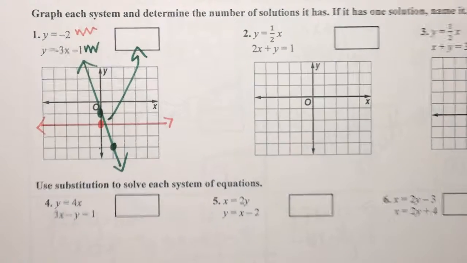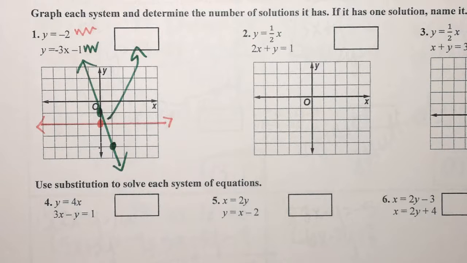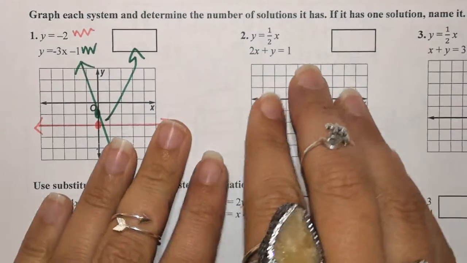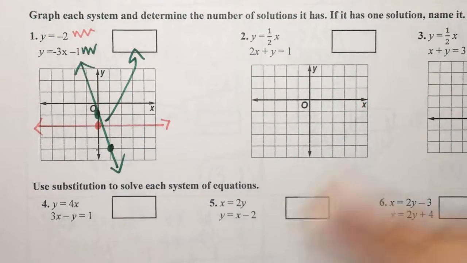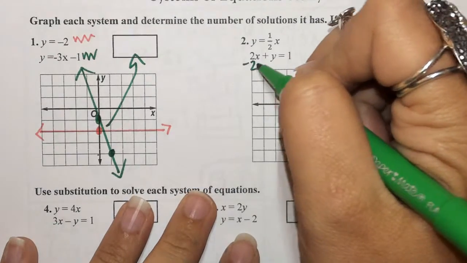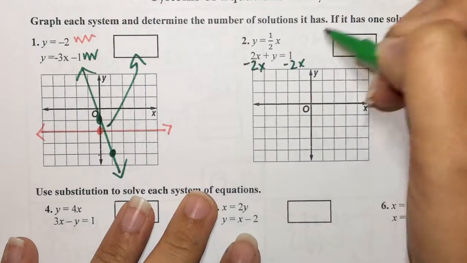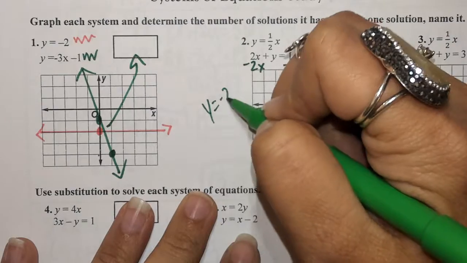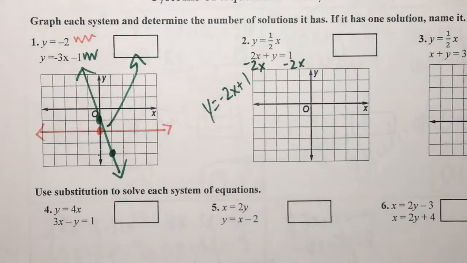On number 2, is the second one in slope-intercept form? Yes, ma'am. It's not solved for y. Can we solve it for y? Do we know how to do that? Yes, ma'am. I don't have to sit up here and explain this to you. If you're not going to be quiet, then I'm not going to explain it to you. So then we subtract 2x from both sides, and we get y equals -2x plus 1.